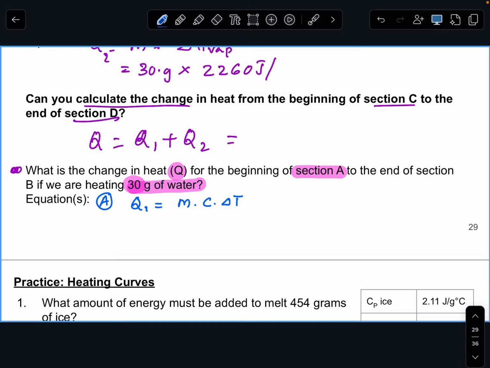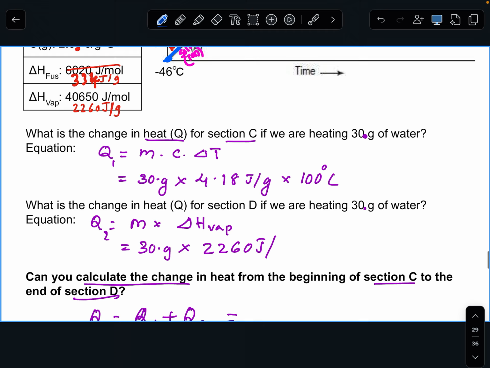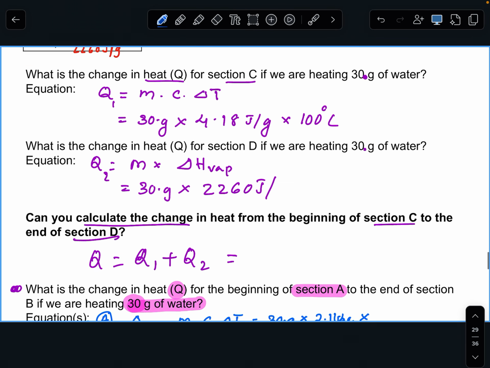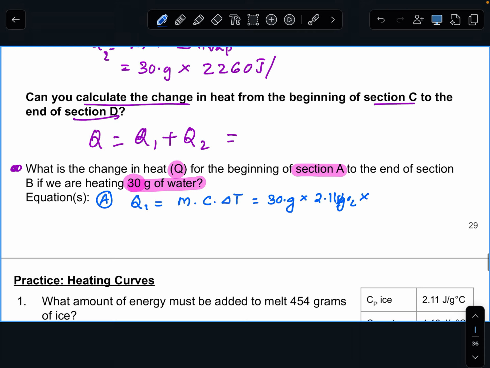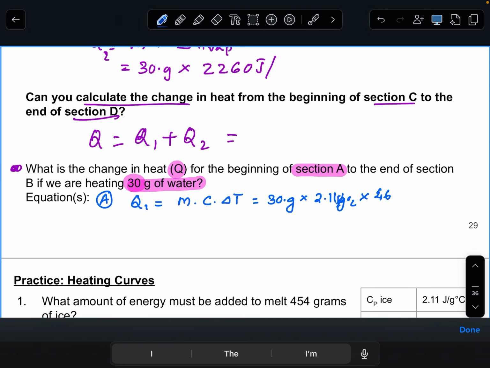Because it's a slanted line, right? Yep. So m is 30 gram. Just put a decimal there, I don't want anyone to round that to 30 gram. And c for ice. Line A is ice. So ice has a value of what? 2.1 joule per gram degree Celsius. And change in temperature, we are starting from negative 46 to 0. What is the temperature change then? 46. So calculate that.